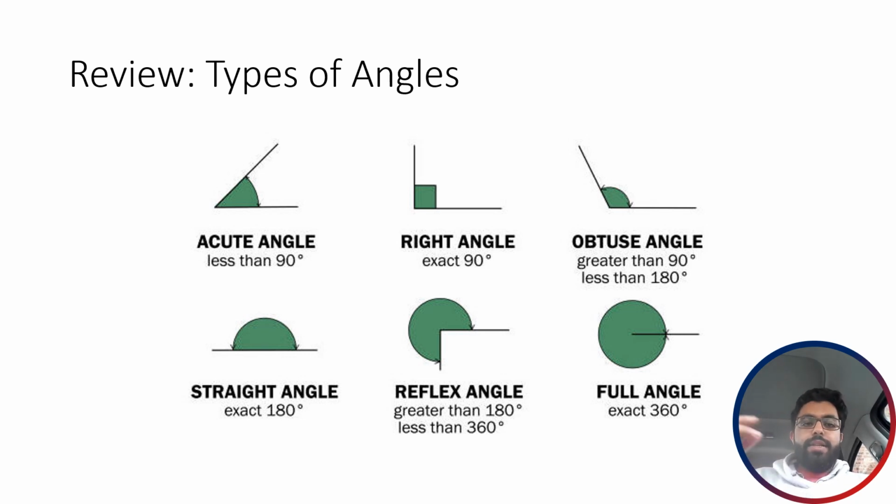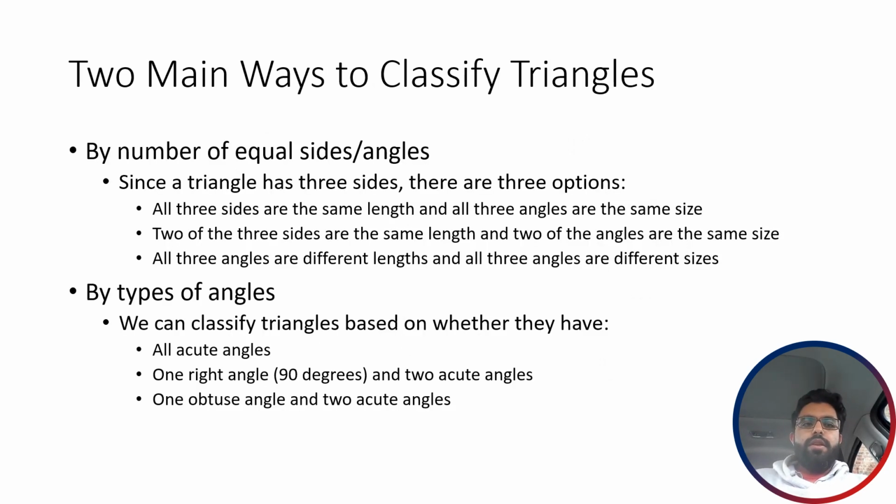So those are the three kinds of angles. I don't want to spend too long on that because we already talked about those in the last lesson. So yeah, now we're going to jump into the different ways that we classify triangles. So there are two main ways that we classify triangles. To classify means to group them together when they share the same quality or the same property.